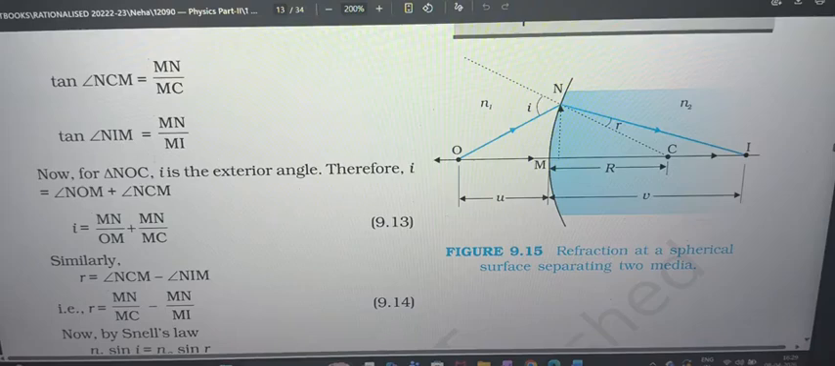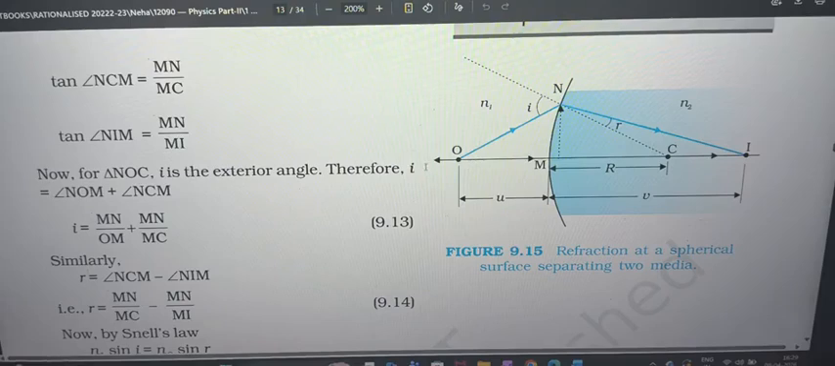Now if we see triangle NOC, angle I is an exterior angle because it's outside the triangle, and in our younger grades we have learned that an exterior angle is equal to the sum of the opposite interior angles. So that is what we are using over here: angle NOM plus angle NCM gives you angle I, because it is exterior to this triangle. That is one property we have used over here. Then angle R is said to be NCM minus NIM.